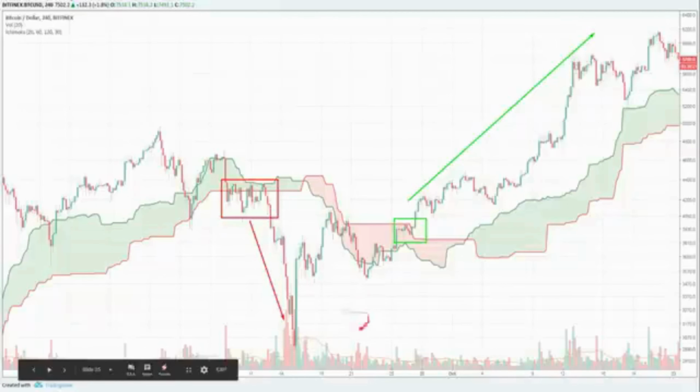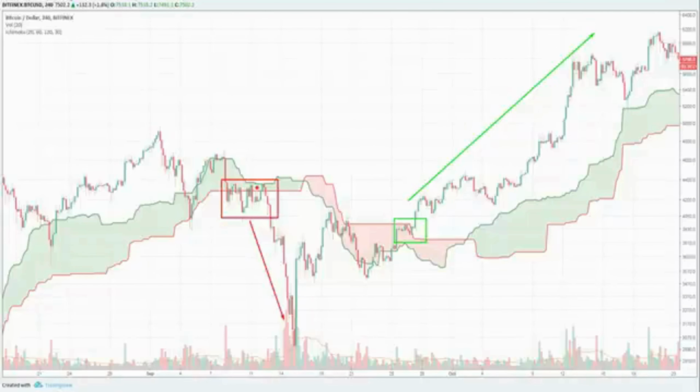Even though this was the China FUD from a technical perspective, I'm just demonstrating the fact that breaking down below the Kumo cloud is bearish. And then you have the same thing. We went up, tested cloud resistance, rejected, cloud support, back up to cloud resistance, and we broke out. So again, very bullish when price moves above cloud, and we caught this whole move, and the rest is history.